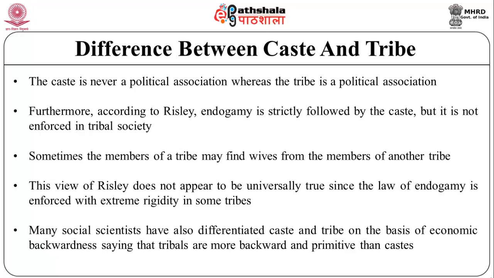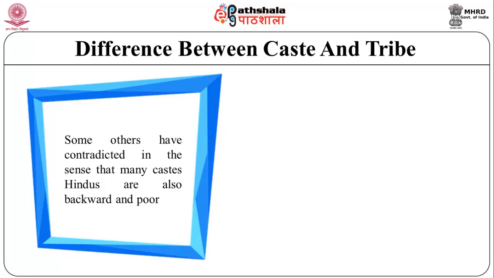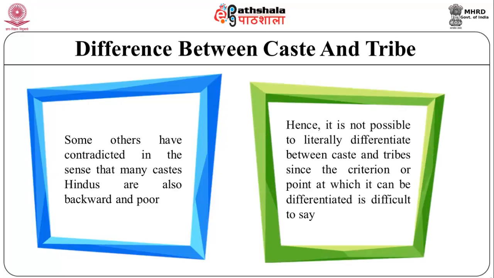Many social scientists have also differentiated caste and tribe on the basis of economic backwardness, saying that tribals are more backward and primitive than the caste. But some others have contradicted this, in the sense that many caste Hindus are also backward and poor. Hence, it is not possible to literally differentiate between caste and tribes, since the criterion or the point at which they can be differentiated is difficult to say.